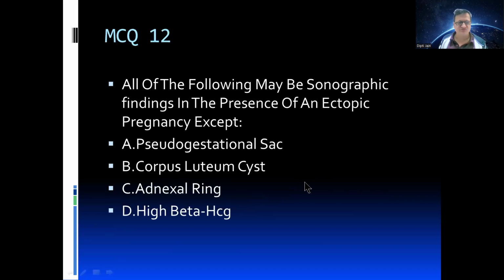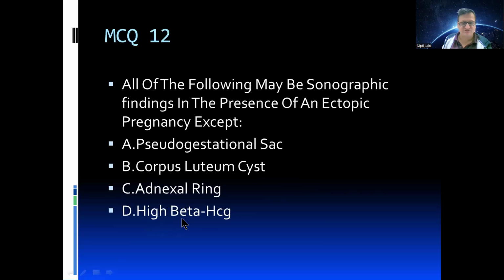All of the following may be sonography findings often seen in the presence of ectopic pregnancy except. It is asking which is not a sonography feature of ectopic pregnancy. The options are pseudogestational sac, corpus luteal cyst, adnexal ring, and high beta HCG. So the answer is D. High beta HCG is not a feature of ectopic pregnancy; there will be a slightly low level of beta HCG. Corpus luteal cyst, pseudogestational sac, and adnexal ring sign will be present in ectopic pregnancy.